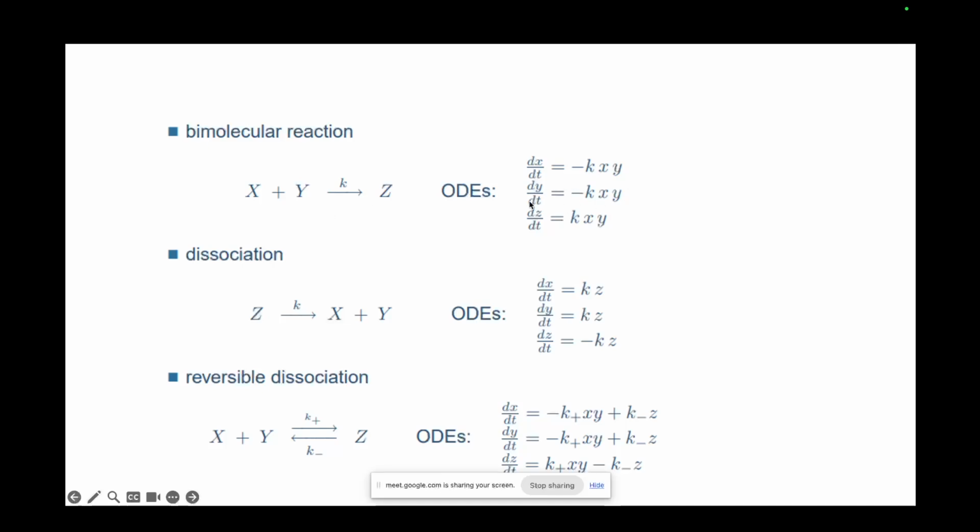Similarly with Y, if you write an equation for dy/dt, the rate of change of Y depends on the concentration of Y and the concentration of X, and it's a negative K because Y is also getting used up. For Z, however, the K is positive because Z is getting formed, and the rate of change of Z also depends on X and Y. So dz/dt will be K times X times Y. Okay, so I think this is fairly simple to understand.